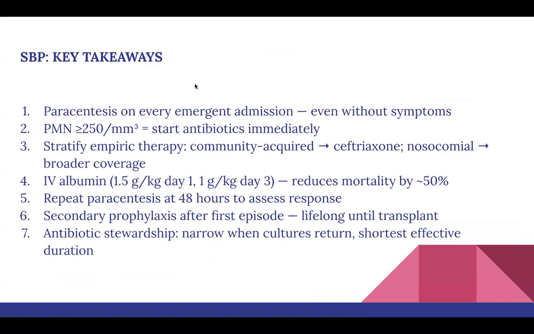And so what are the key takeaways from what we just talked about? Paracentesis on every emergent admission, even without symptoms. PMN greater than 250 is diagnostic for SBP. You start antibiotics immediately. Stratify empiric therapy: community acquired, ceftriaxone, versus nosocomial, broader coverage.